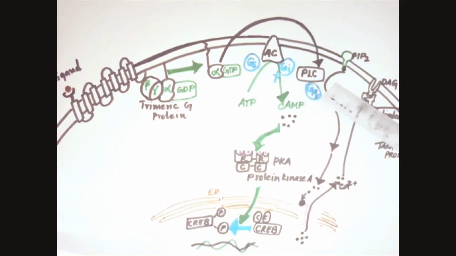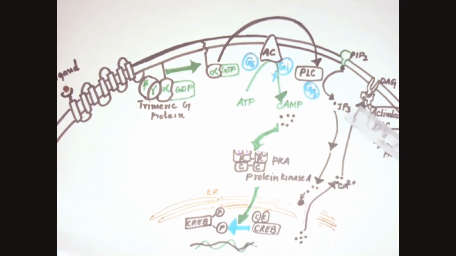Another type of signaling is by the activation of Gq proteins, that is, upon ligand binding, the alpha subunit gets dissociated and activates the phospholipase C, which cleaves the membrane phospholipid, that is the phosphatidylinositol bisphosphate, to DAG and IP3, that is diacylglycerol and inositol triphosphate.